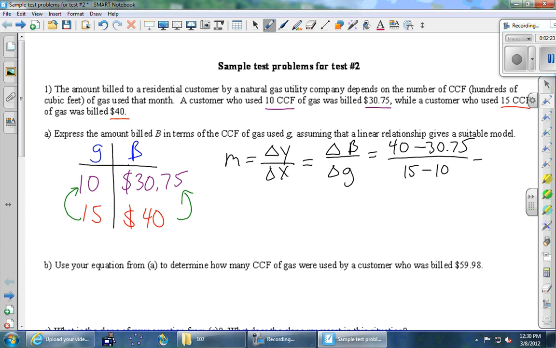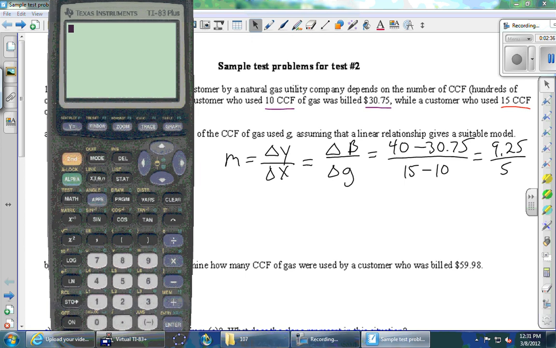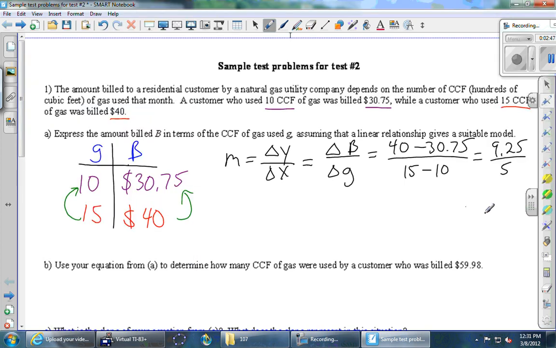Okay, let's go ahead and clean this up. So this is $9.25 divided by 5. And I suppose we can just get some decimal if we are lazy and use the calculator. So 5 into 925. And we get 1.85. So that right there is the slope.